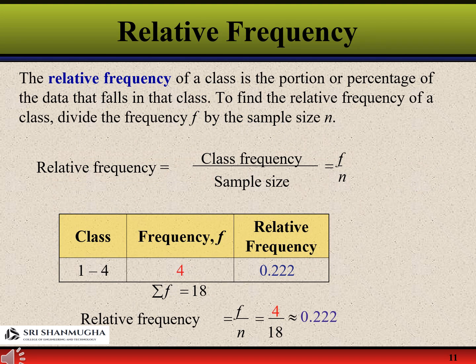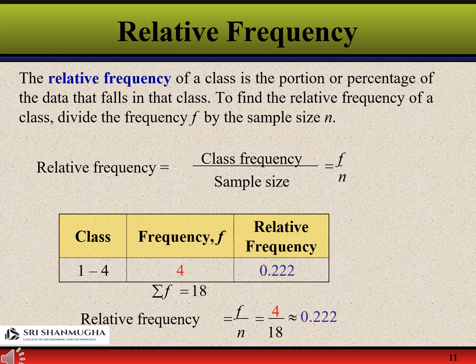Relative frequency gives the portion or percentage of data that falls in that class. To find the relative frequency of a class, divide the frequency f by the sample size n. So relative frequency is equal to class frequency divided by sample size. Sample size is the total number of data values.